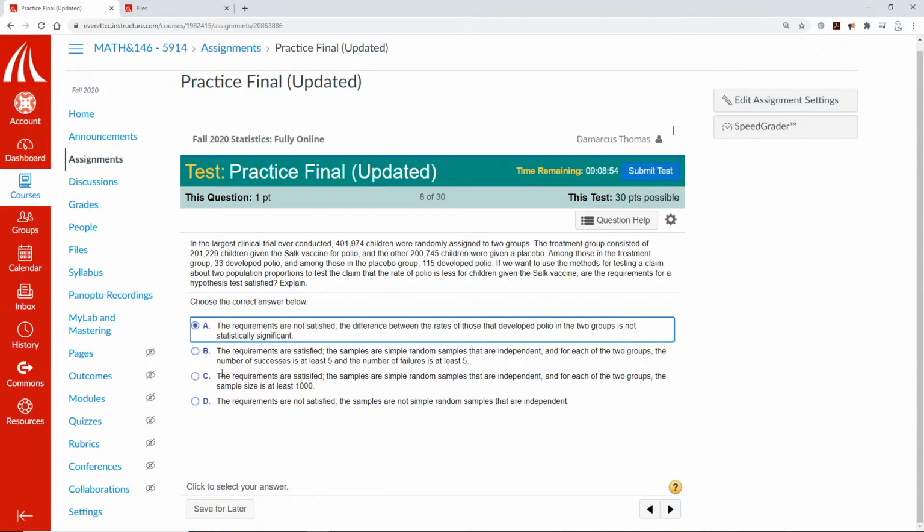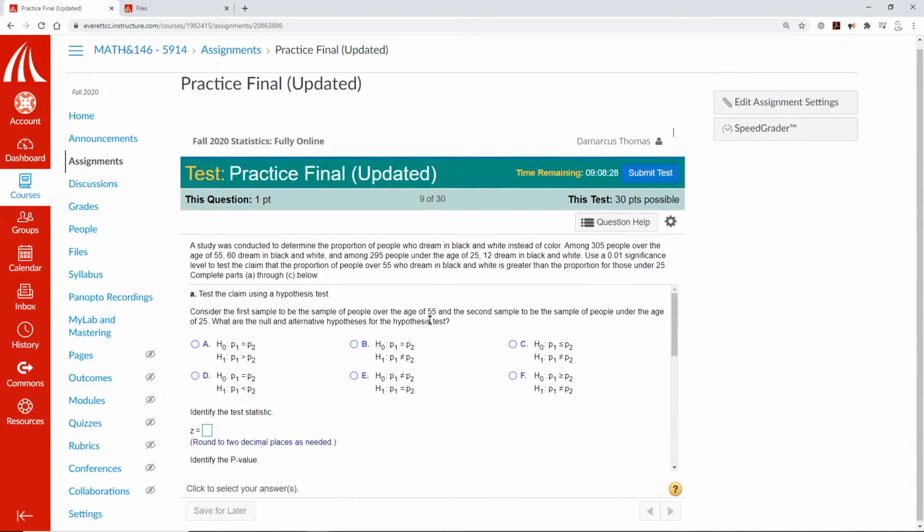And this answer is actually tricky because it turns out that it's not satisfied, because the rates for those that develop polio in the two different groups are not statistically significant. We're going to stay away from those types of questions because they can be misinterpreted pretty easily, and I don't want you to be hung up on any questions like that.